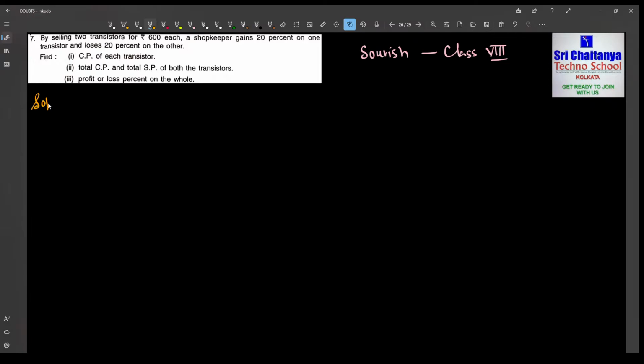Now look at the question. Here the question is: by selling two transistors for rupees 600 each, a shopkeeper gains 20% on one transistor and loses 20% on the other.